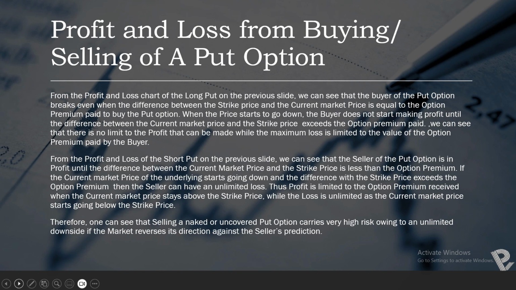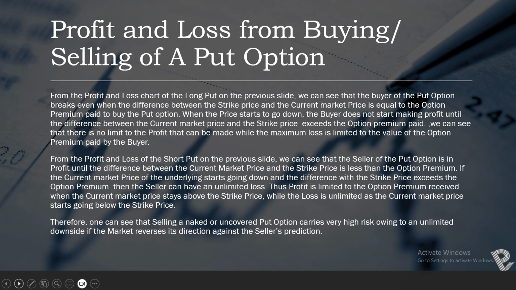When the price starts to go down, the buyer does not start making profit until the difference between the current market price and the strike price exceeds the option premium paid. We can see that there is no limit to the profit that can be made, while maximum loss is limited to the value of the option premium paid by the buyer.